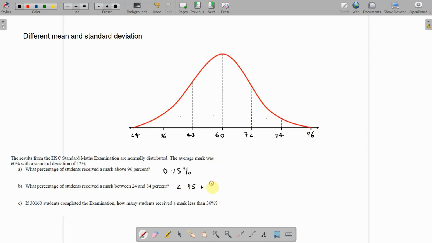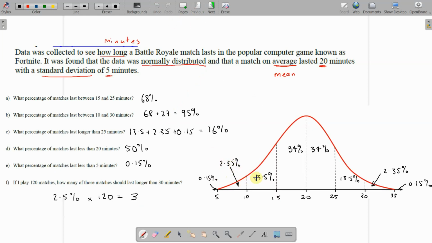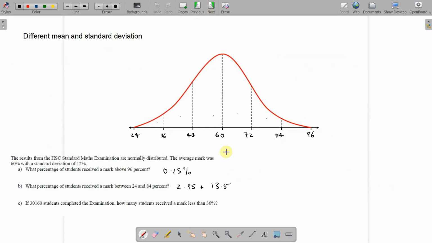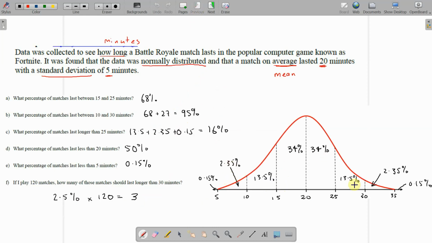plus the next division was 13.5. I'm just going by these percents here, 2.35, 13.5, then 68, plus 68, 2.35, 13.5, 34, 34, and lastly is the next 13.5 one. I think that's right. 24 and 84. Yep, they're the percents. Just remember, always doing with these same percents each time. 2.35, yep, that's all good.